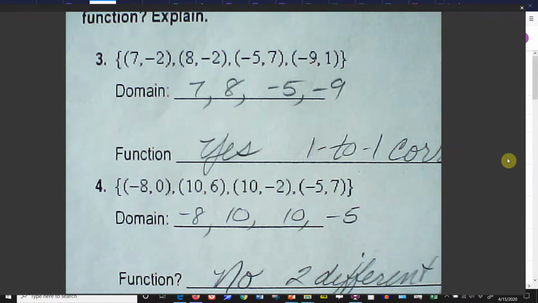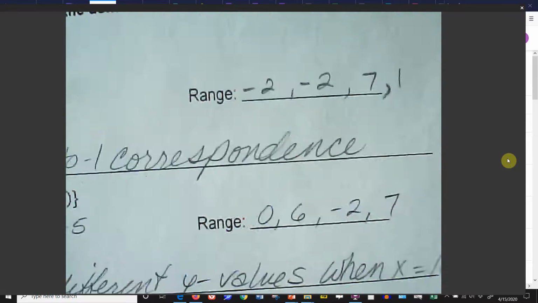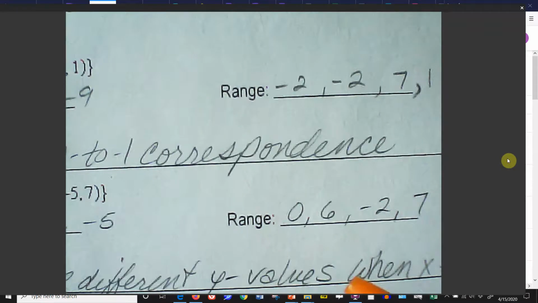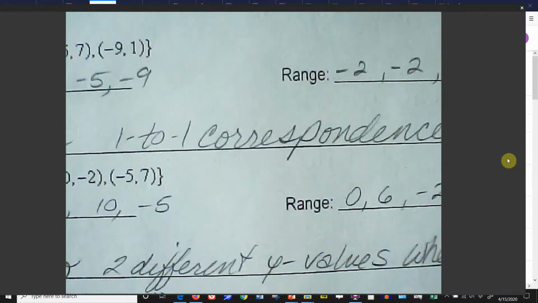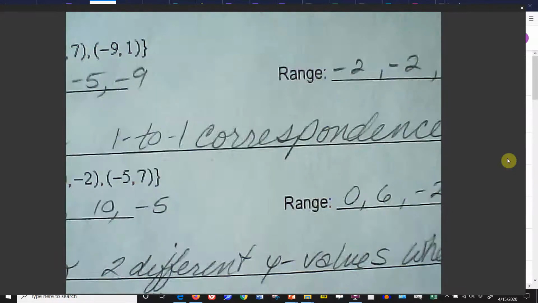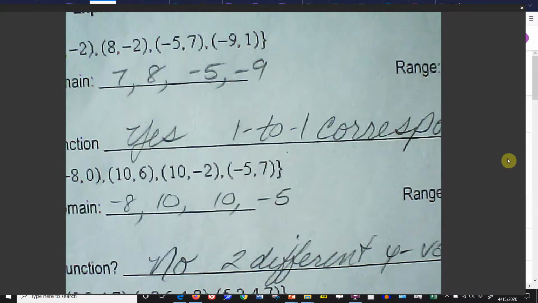Number 4, domain values are -8, 10, 10, and -5. You can change the order if you wanted. I just do them in the order they give them to me usually. And the range values in the order given were 0, 6, -2, 7. Then the question is, is this a function or not? And the answer is no, because there's two different y values when x is 10.